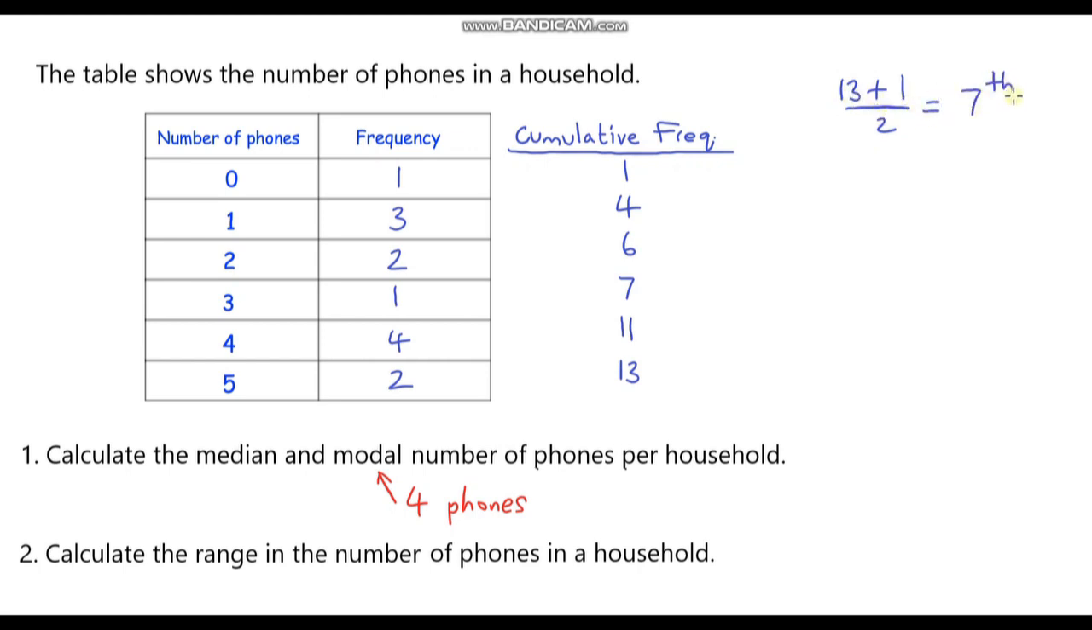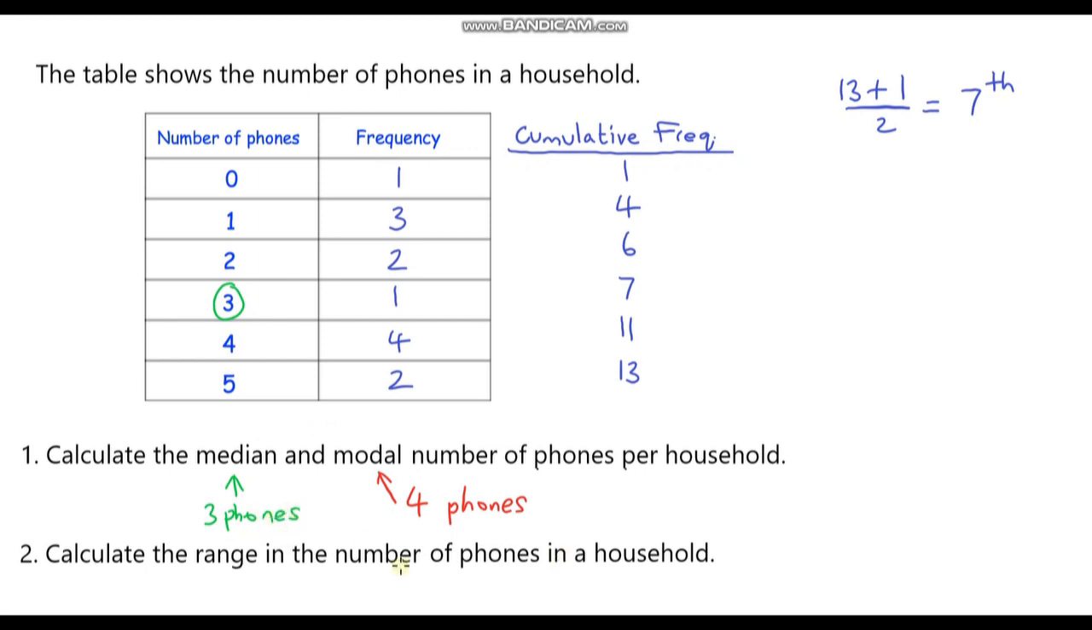So we're looking at the 7th household. So we've got the first one, and then this is the first 4, the first 6. And then when we get to the 7th household, we're in this category here. So this category corresponds to 3 phones. So our median is 3 phones.